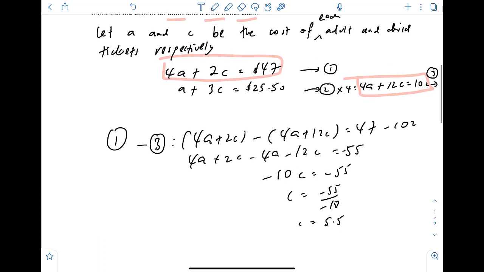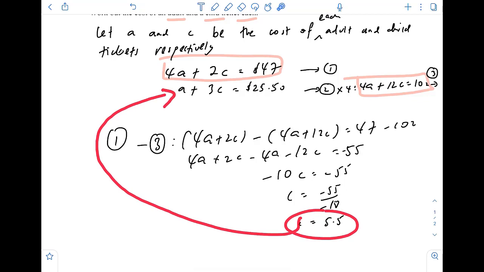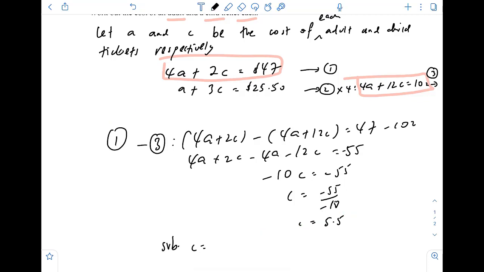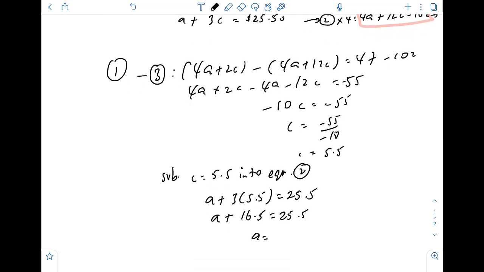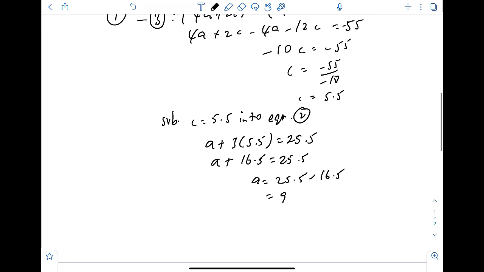For the adult ticket, what we can do is substitute C back into equation 2. Alright, so A plus 3 times 5.5 is equals to 25.5. 3 times 5.5 is actually 16.5. So A plus 16.5 equals 25.5, and A will just be 25.5 minus 16.5, which is 9. Wow, $9 for an adult ticket.